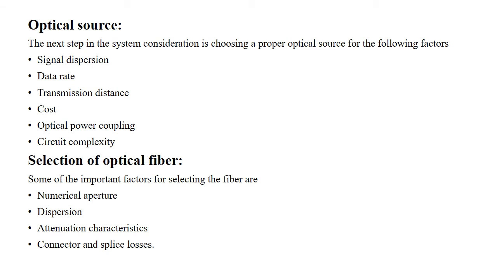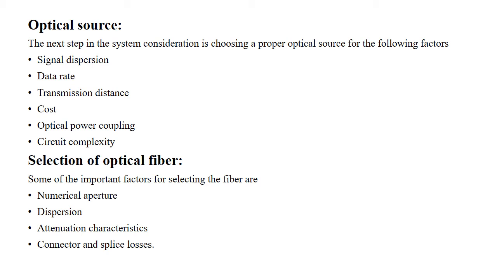Next one is optical source. The next step in the system consideration is choosing the proper optical source. For that, the following factors are considered: signal dispersion, data rate, transmission distance, cost, optical power coupling and circuit complexity.